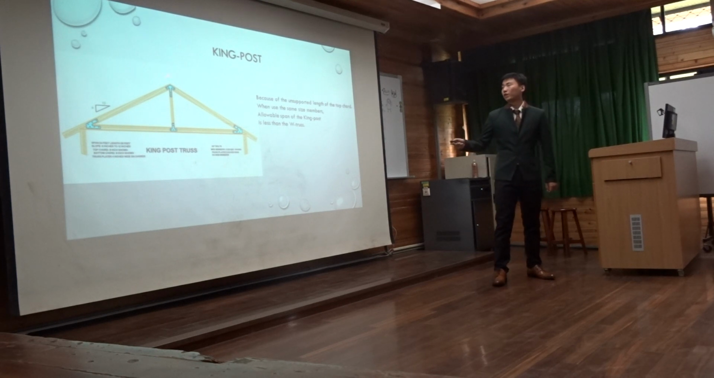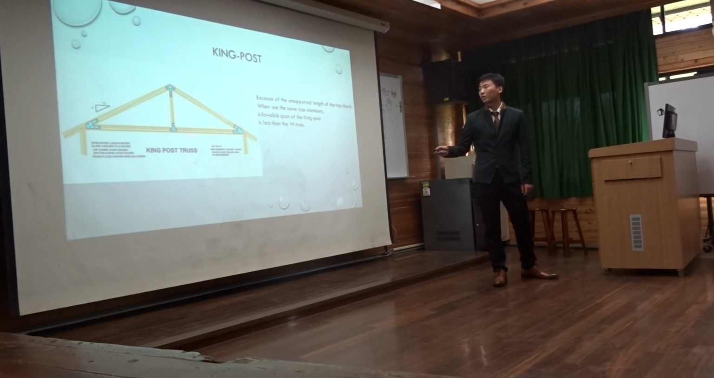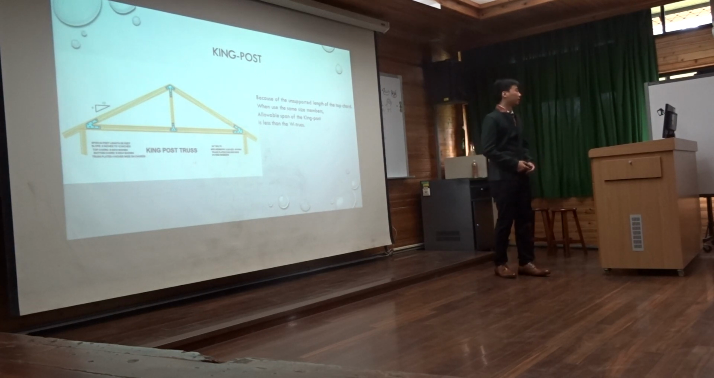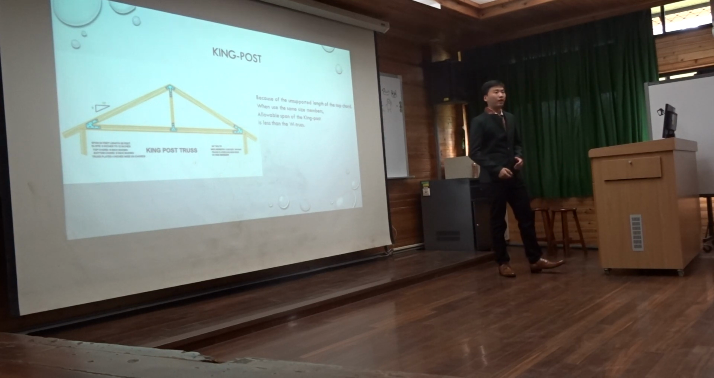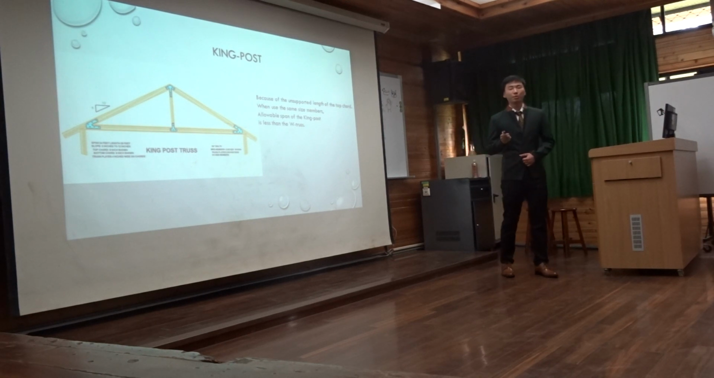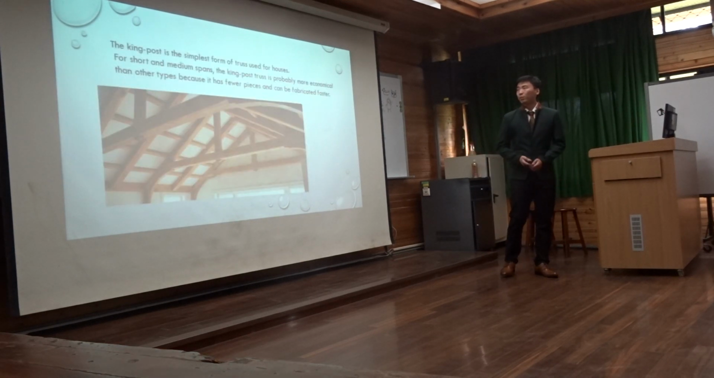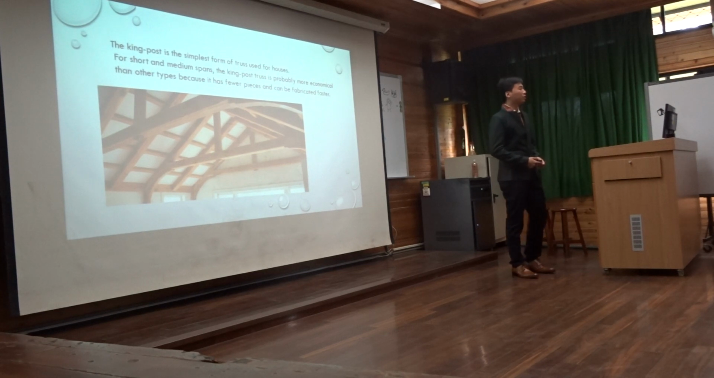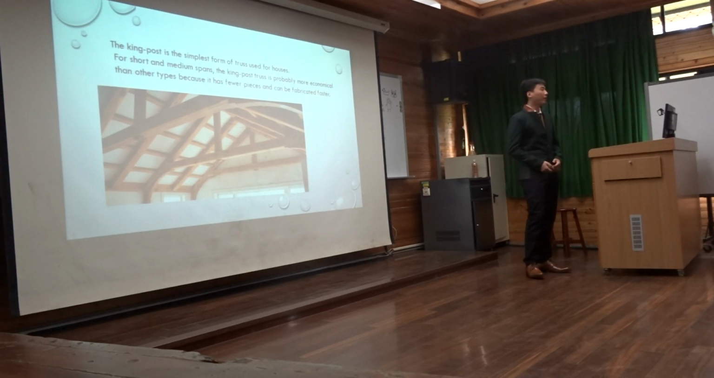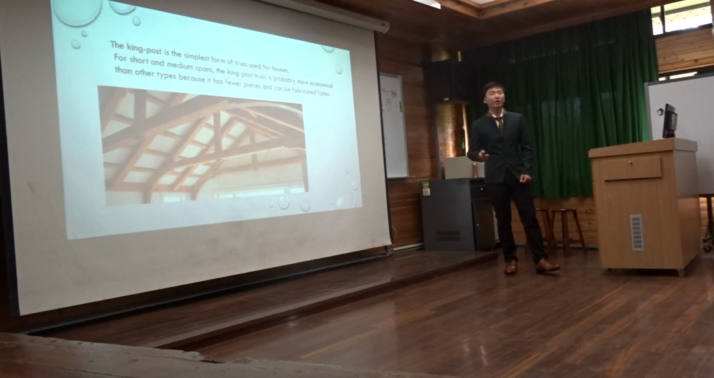It consists of top chord, bottom chord, and the center vertical post. Because of the unsupported length of the top chord, we use the same size members. The span of the King-post truss is lower than the W-type truss. The King-post is the simplest form of truss used for houses. For short and medium spans, the King-post truss is probably more economical than other types because it has fewer pieces and can be fabricated faster.